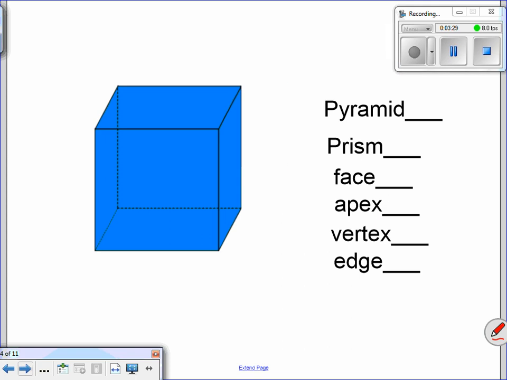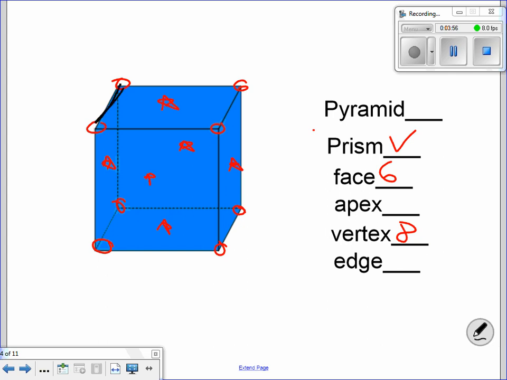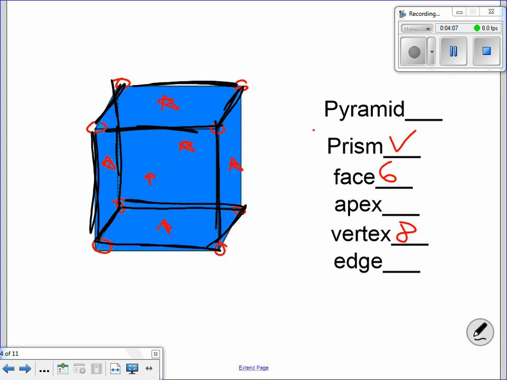Let's do another one. All right, looks like I have a cube here. A cube would be considered a prism. How many faces does it have? I have 1, 2 top, 3 bottom, 4 front, 5 back, 6 faces. Does it have an apex? No, because it is a prism. How many vertices? 1, 2, 3, 4, 5, 6, 7, 8. How many edges? I'll change colors here. 1, 2, 3, 4, 5, 6, 7, 8, 9, 10, 11, 12.